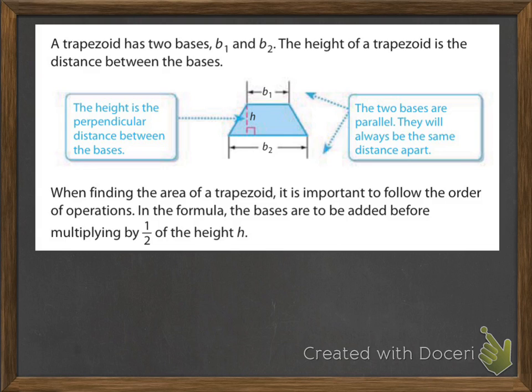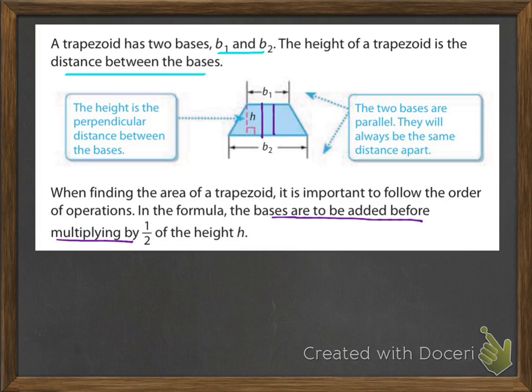A trapezoid has two bases, base 1 and base 2. The height of a trapezoid is the distance between the bases. So what they're saying is this distance is going to be the height. Notice the height would be the same here, here, and actually where it's on a dotted line there. When finding the area of a trapezoid, it is important to follow the order of operations. In the formula, the bases are to be added before multiplying by 1/2 of the height. So you want to make sure that you add the bases before you multiply by 1/2 of the height.